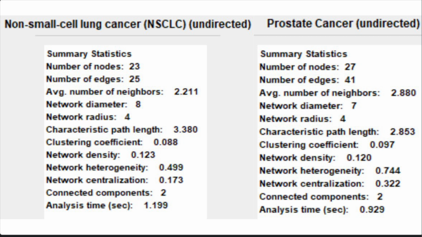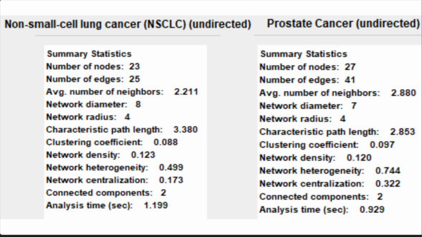Also wanted to note the heterogeneity. In prostate, it's 0.744, which suggests a greater likelihood of dominant hubs, such as AKT, indicative of a scale-free network structure, where a few nodes hold many connections. But in the lung cancer, there's a lower heterogeneity, meaning it's a more distributed network with some clustering and shorter path lengths. It is not likely to be a scale-free network.